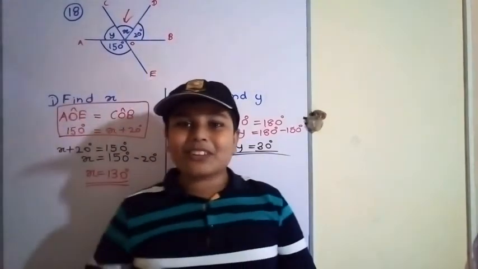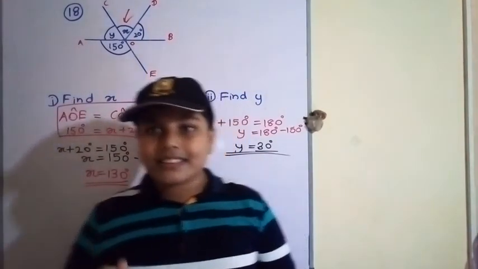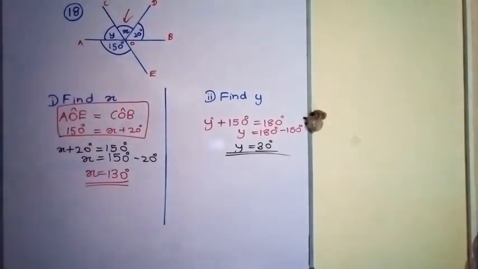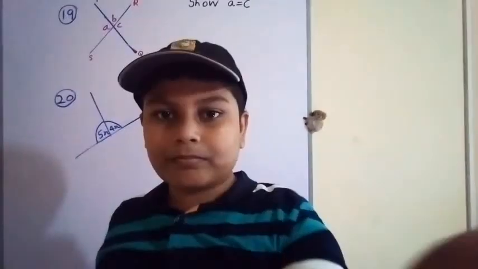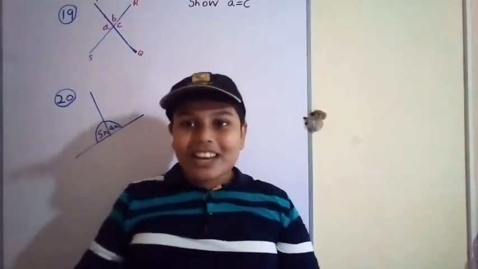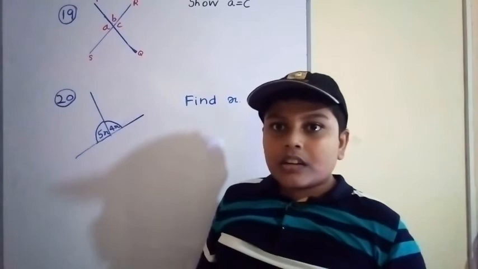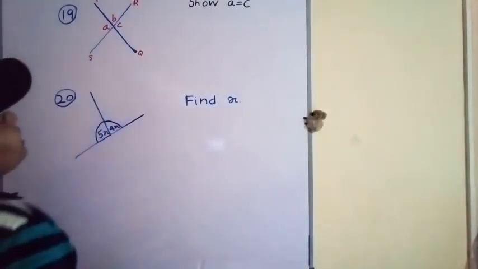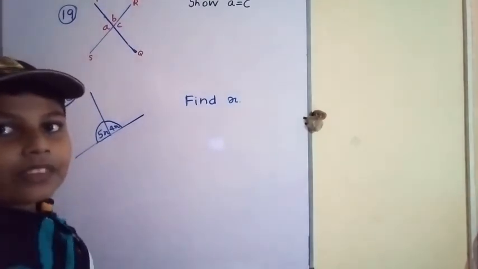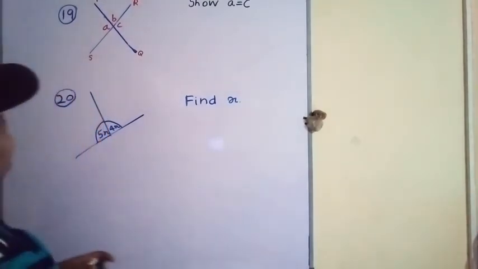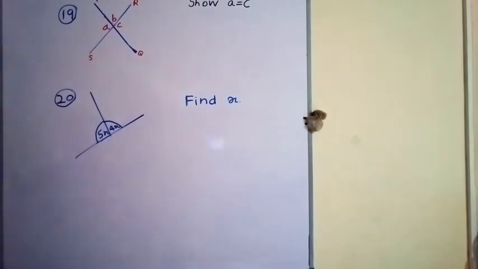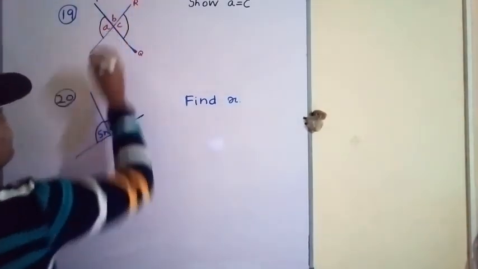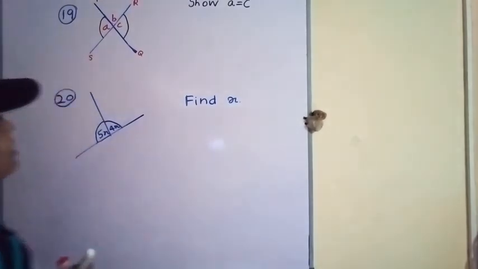Okay guys, let's move to the last two questions in this questions collection. Okay, this is your last two questions. Now the 19th one, they have a figure and show A equals C. Now how do I show A equal to C? This is A. Equal to C means vertically opposite, right?